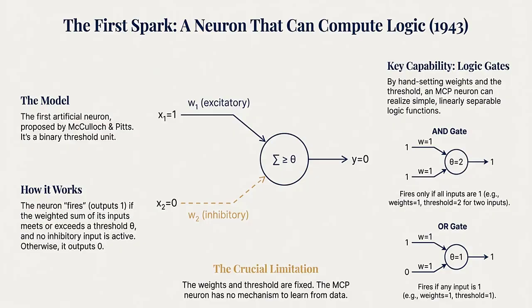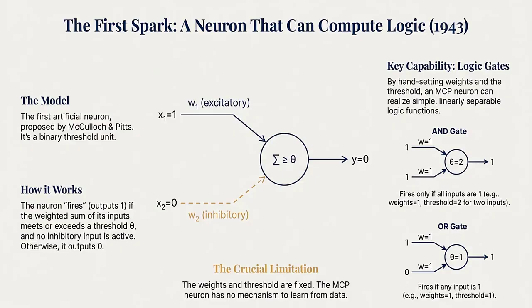But, and this is a big but, this first model had a huge flaw. It was totally rigid. It couldn't learn a thing on its own. You had to set all the weights by hand. And that meant it was completely stumped by any problem where you couldn't just draw a single straight line to separate the yeses from the nos. This was a major roadblock.